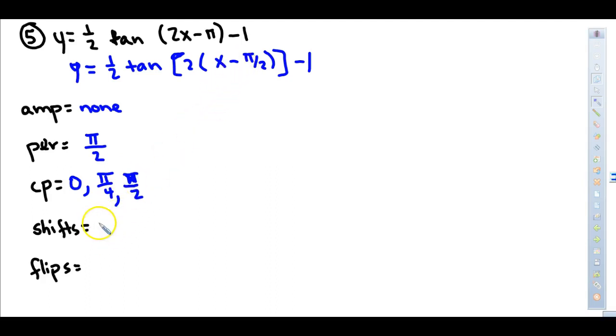Shifts, it looks like we're going to go to the right pi over 2, and down 1. Oh, I put that on the wrong thing. And do we have a flip? We do not. A and B are both positive.